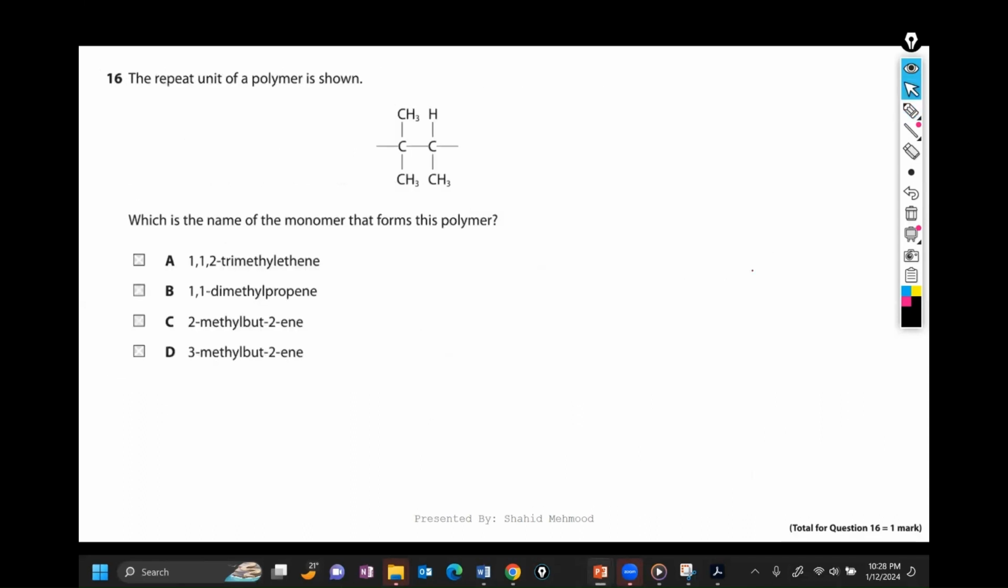Question 16, the repeat unit of a polymer. But you will go a bit in the reverse direction: from this polymer, you have to draw its monomer first. Now to draw the monomer, I draw the structure again to give the idea. This one and this one, and you will put a double bond in the center, okay? After this, you will just give the proper naming according to the IUPAC system.